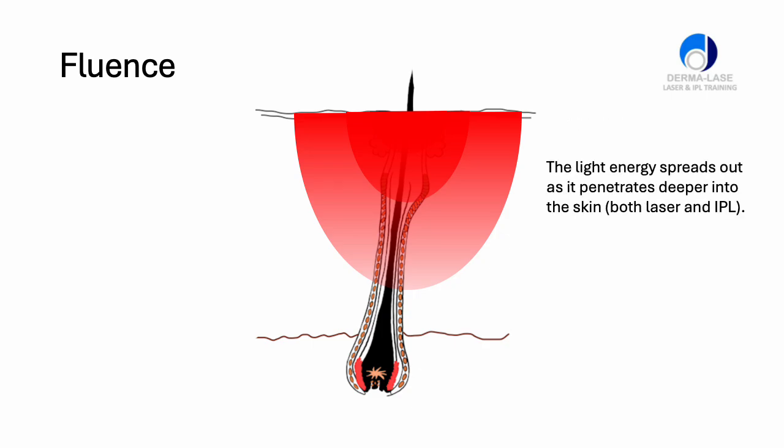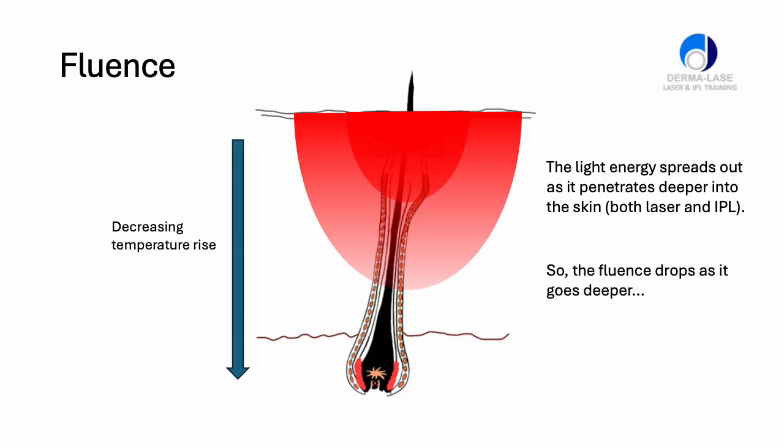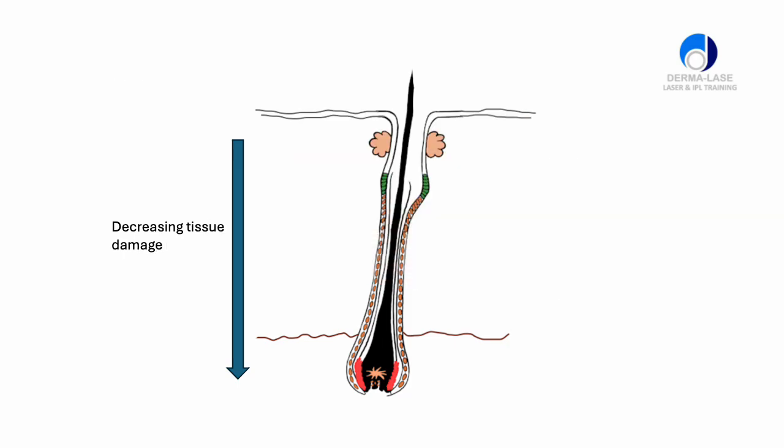So the way light energy works in the skin, regardless of whether it's laser or IPL, is that it typically spreads out as it penetrates deeper into the skin. So the fluence drops from the surface to some depth within the skin, and the resulting temperature rise in the melanin also drops as the fluence drops. So you'll find that the hottest temperatures are near the surface, whilst the cooler temperatures are deeper in the skin. And this therefore has a direct effect on the amount of damaged tissue.